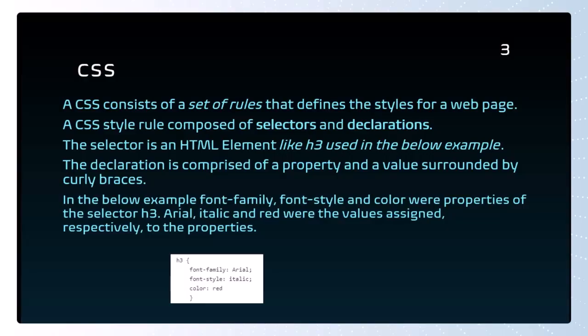The style is composed of selectors and declarations. An example of a selector can be an element such as H3, and then for H3 we can change things like the font family, font style, and the color. So we're going to set the font family to Arial, the font style to italic, and the color to red.